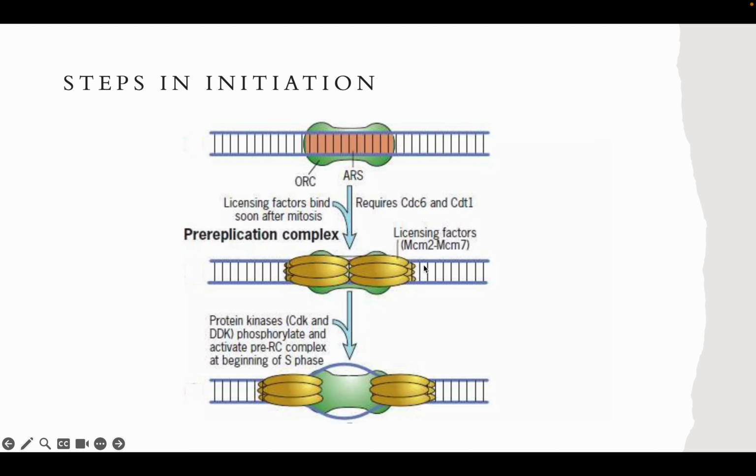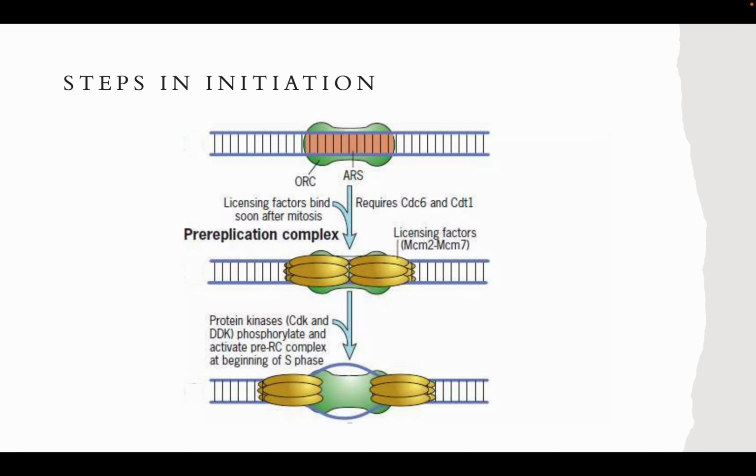So once this complex is activated, you can see the MCM started to separate these strands. So this is one of the strands, right? It forms a bubble kind of structure, where both of the strands get separated to recruit other enzymes to activate the initiation. So the MCM complex is very important for the separation of both the strands.